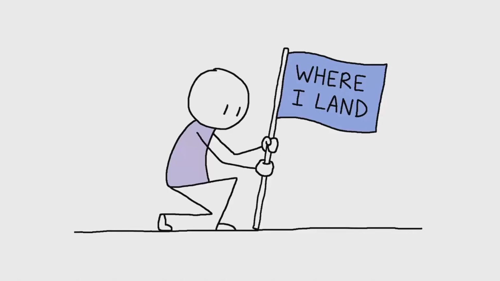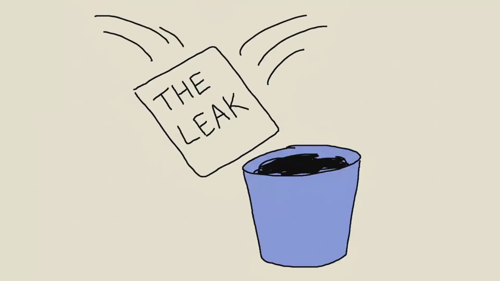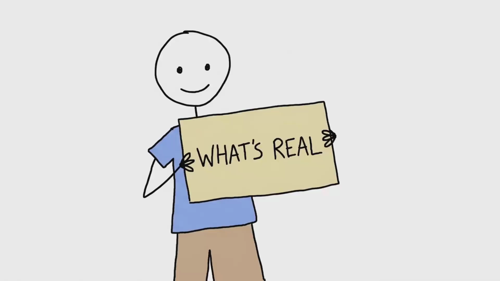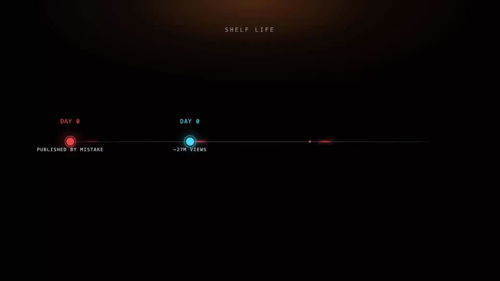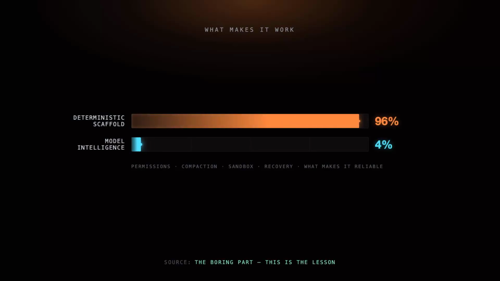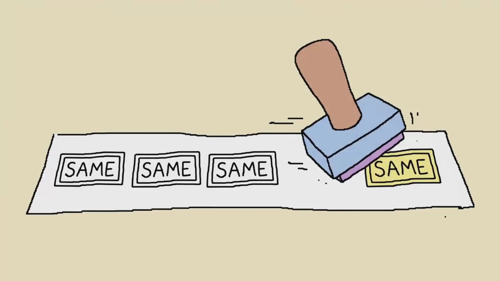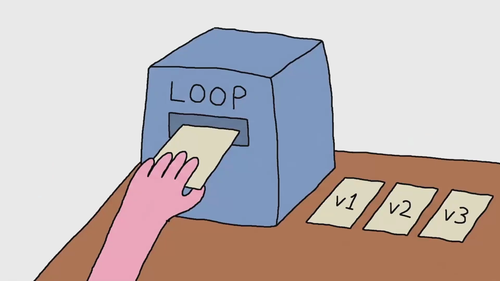So here's where I land. The leak itself, forget it. It's a legal mess and a stale snapshot within a year. The thing it proves is what's real. Almost none of what makes this reliable is the model being smart. It's the boring deterministic scaffolding around it, the layers that catch what the model gets wrong or forgets, running the same way every single time regardless of which version of Claude sits inside the loop.